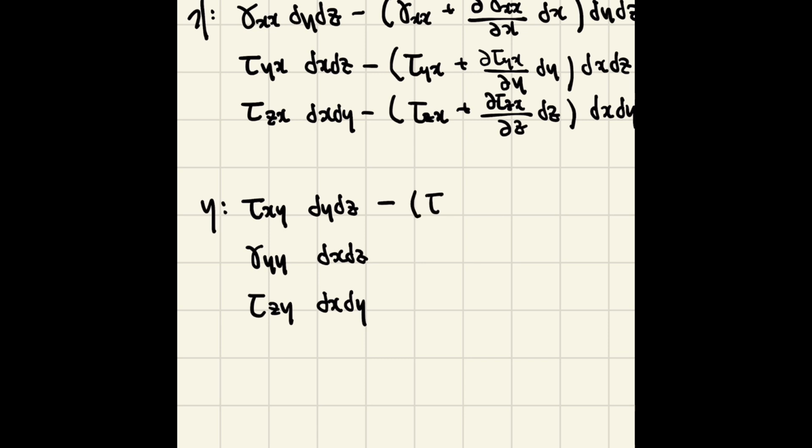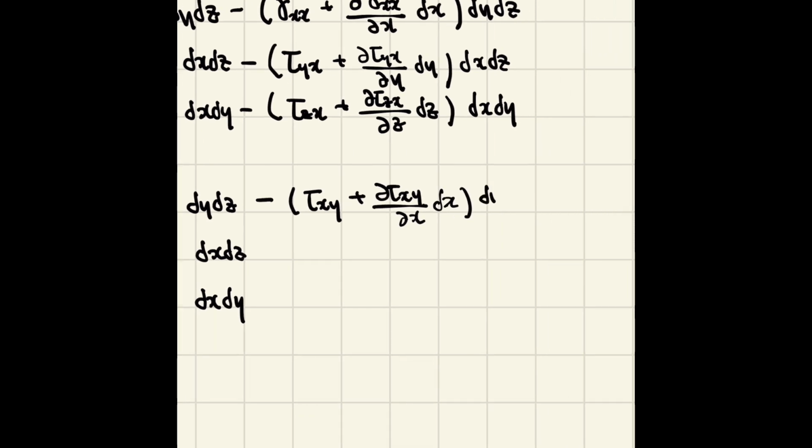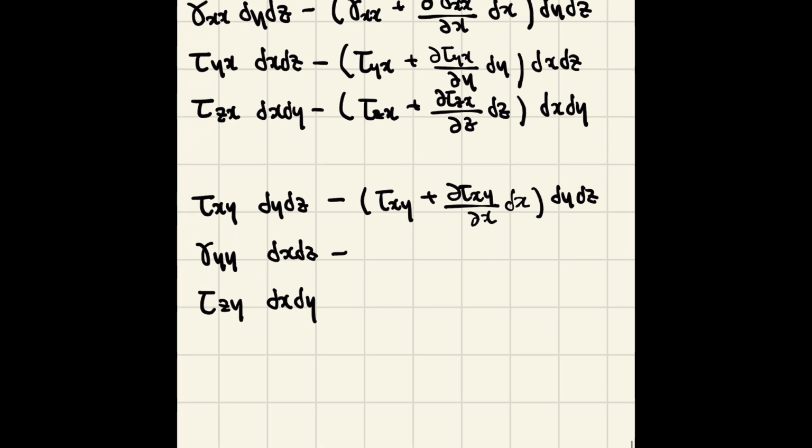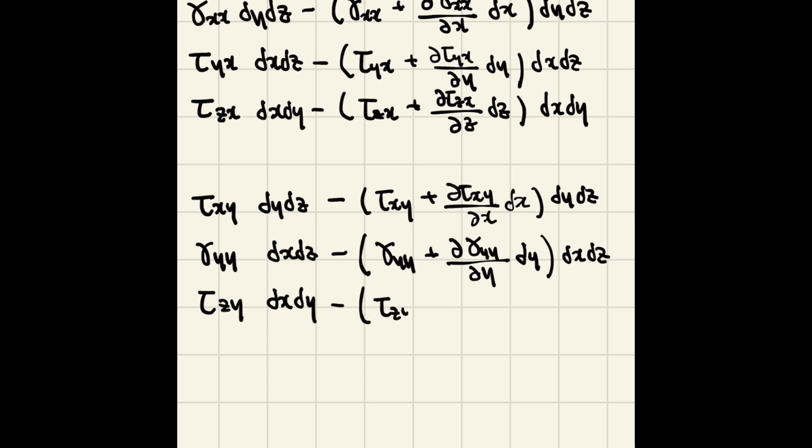This one will be minus tau xy plus partial tau xy partial x dx dy dz. This one will be this minus sigma yy plus dx dz. This one will be minus tau zy plus partial tau zy partial z dz dx dy.